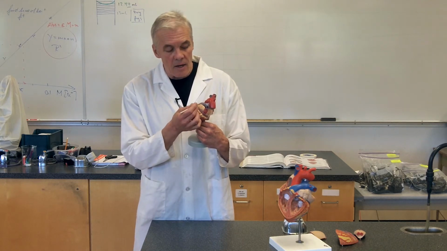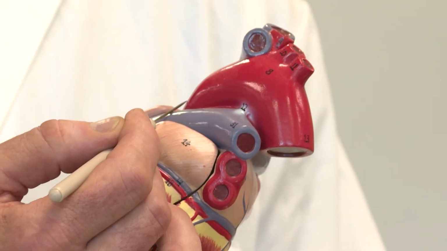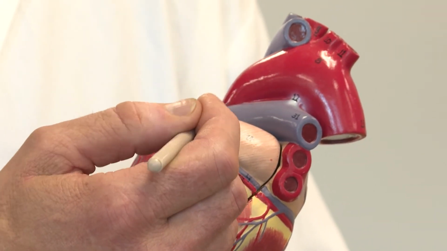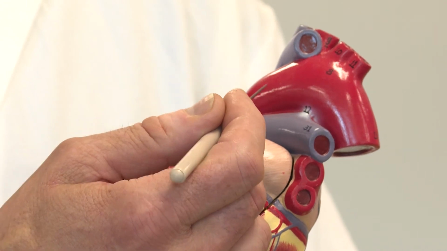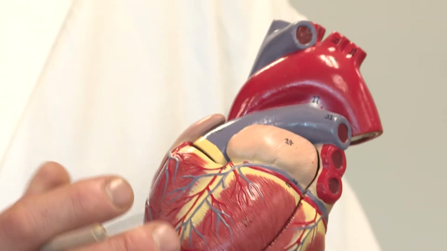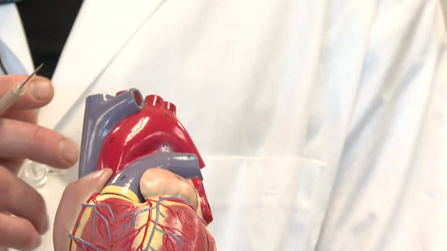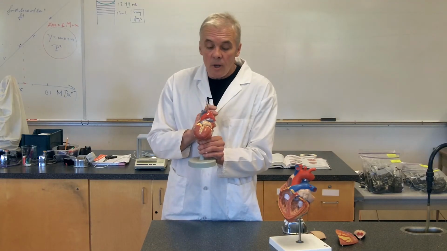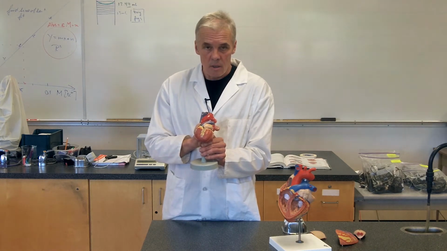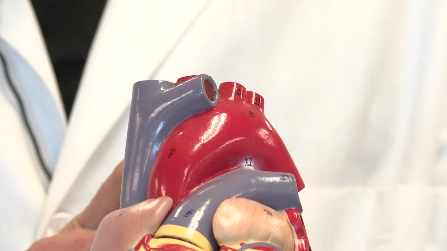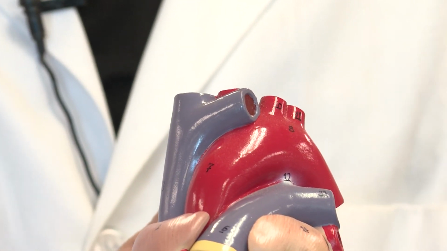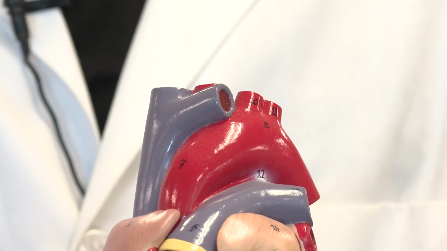Let's look at this structure here. This is the aorta. This is the ascending aorta as it rises up out of the heart. This is the aortic arch. Coming off the aortic arch, on the right side is the brachiocephalic trunk. In the center is the common carotid, and to the left side is the subclavian artery.